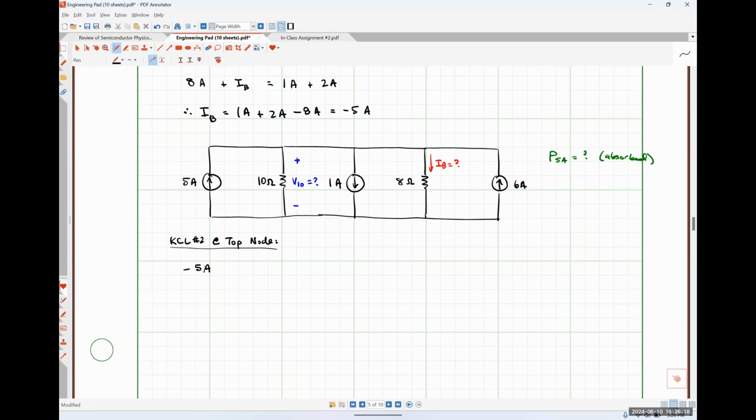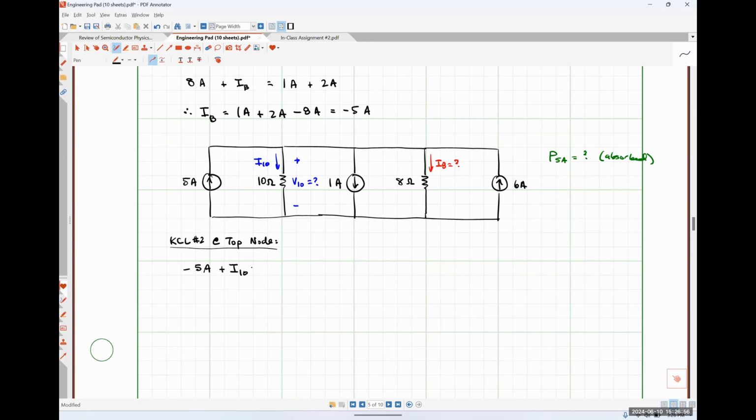We weren't explicitly given a direction for the current flowing through the 10 ohm resistor, so we're going to have to make one up. So do you guys want to define that current as flowing up or down? Down. Down, okay. So this will be our current I10 flowing down. Since it is flowing down, it is exiting the top node, so we are going to give it a positive sign.